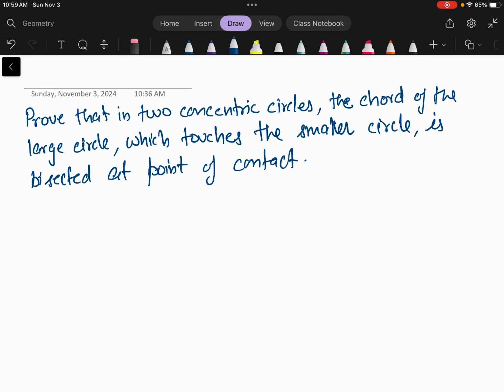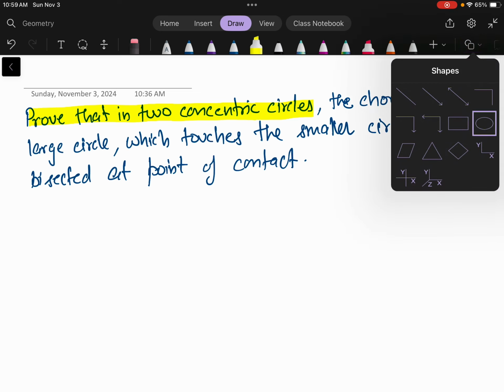Okay, so first let's understand the next question. What do we have to prove? Prove that two concentric circles. So first of all, understand what is the meaning of concentric.